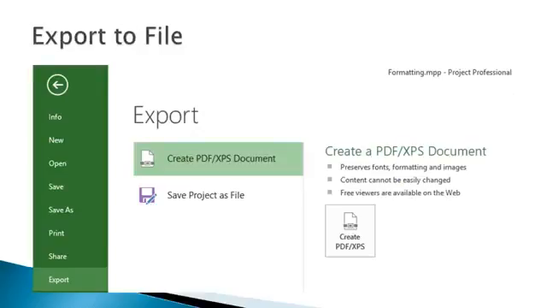Return to the Gantt chart view and reveal the timeline again. Click anywhere on the timeline view. On the File tab, start with Print. Click the Page Setup link and make the paper size A3. Now click Export. Then click Create PDF XPS Document.